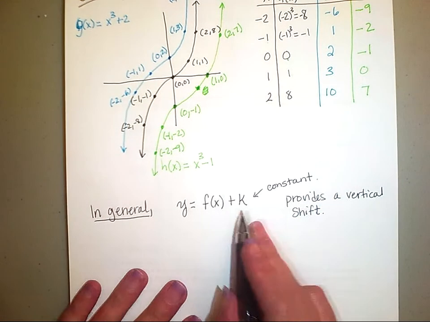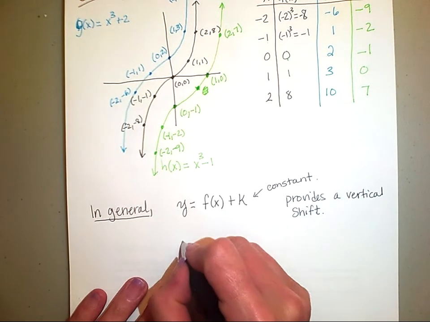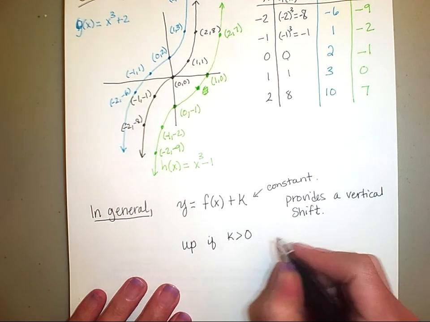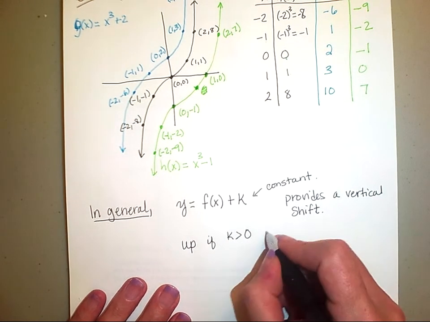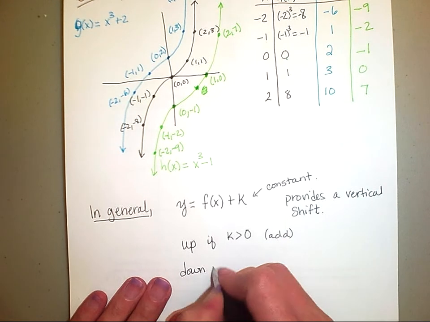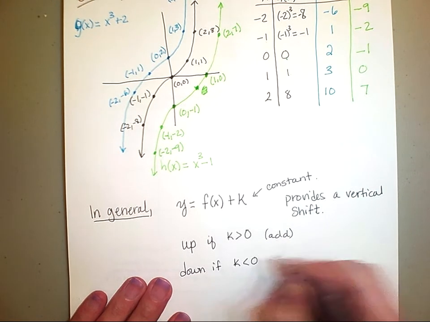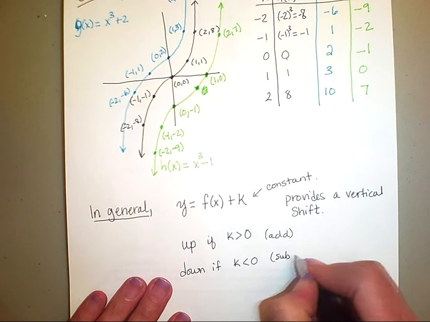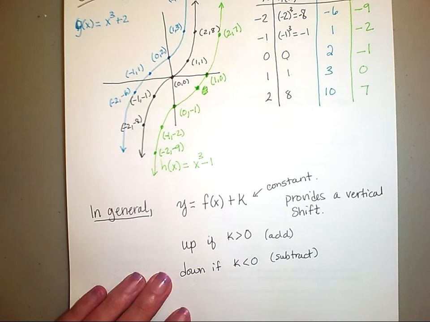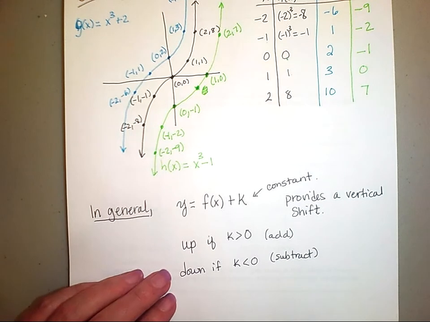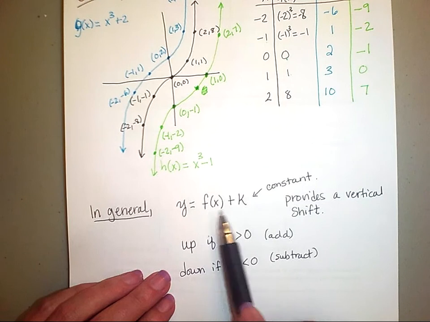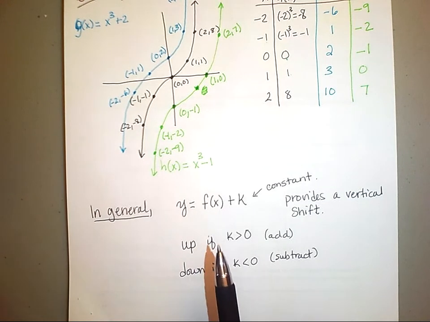And so up or down has to do with really the value of the constant. We're going to go up if k is greater than 0, that is if it's positive. Okay, so that means we'd be adding. And we'll go down if k is less than 0. So in other words, we'd be subtracting that constant. Okay, because adding a negative is the same as subtracting. Okay? So that's what we'll worry about for adding a constant outside of the basic parent function.